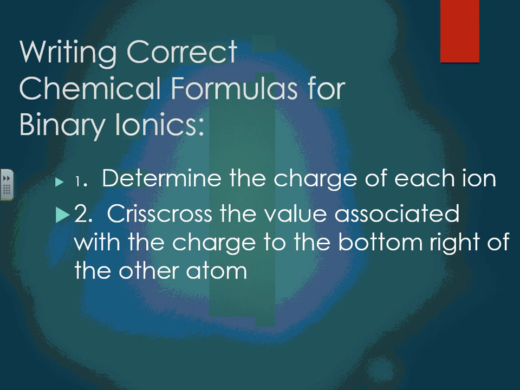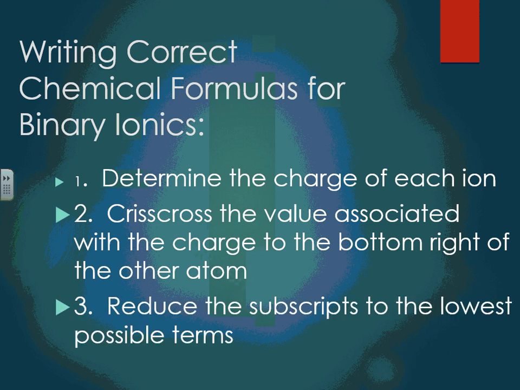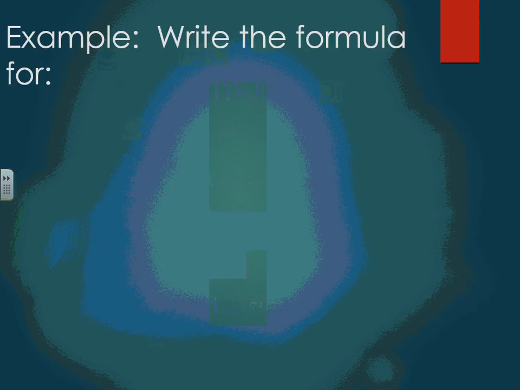Then, if you have numbers that are alike or are reducible, you reduce the subscripts so that they have the lowest possible terms. That means if you have a 2 and a 4, you reduce them to 1 and 2. So let's look at one notable example.